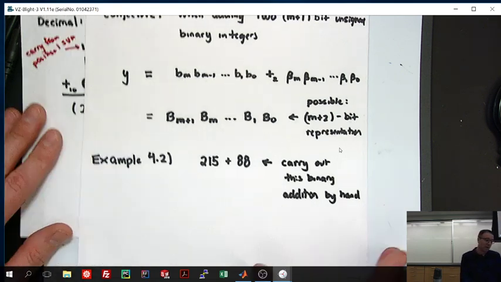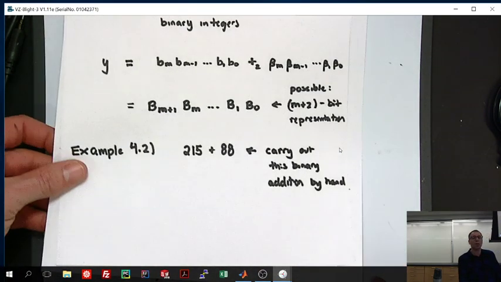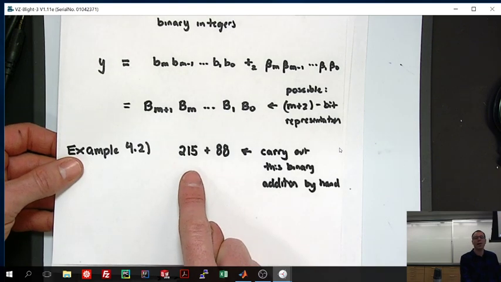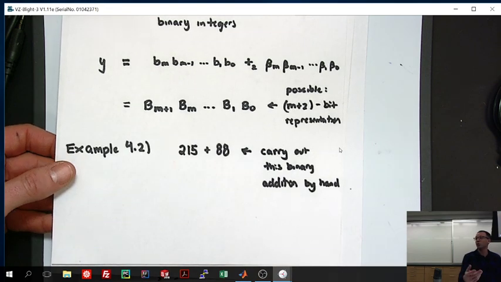I will do that with you, but I'd like you to figure out how to do those individually. You can either convert these numbers to binary by hand, or you can convert these numbers to binary using MATLAB. I don't care which you do, right?